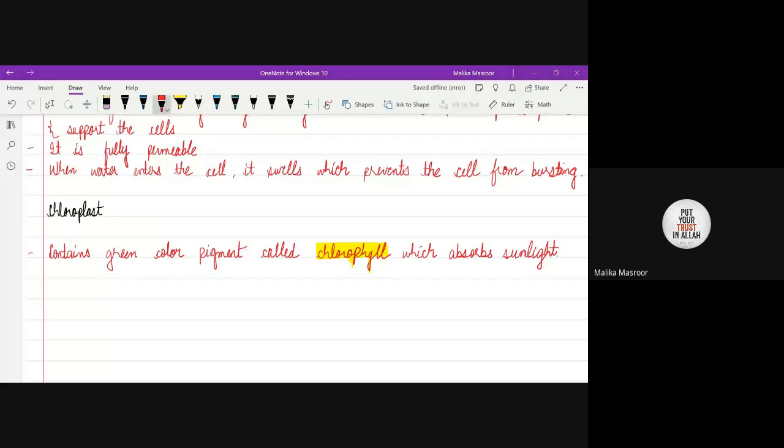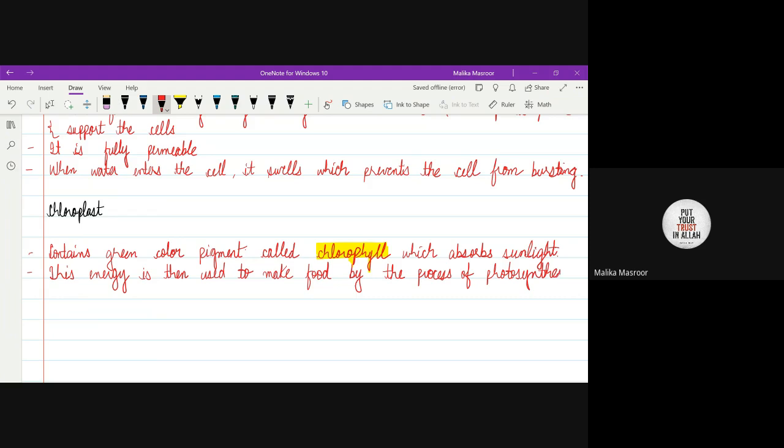And then this energy is used to make food by the process of photosynthesis. They also contain starch grains, which have been made by photosynthesis. Whatever is stored.